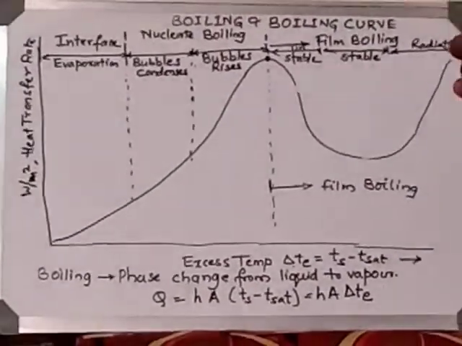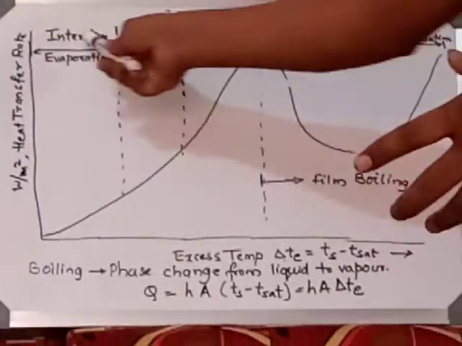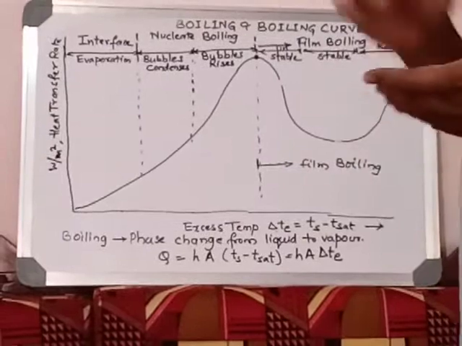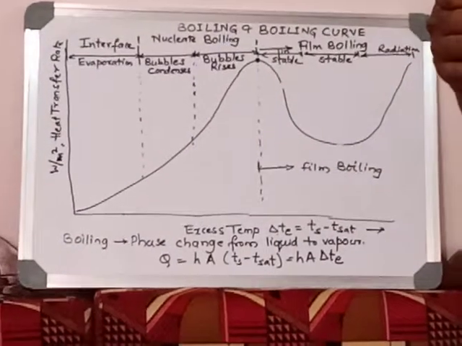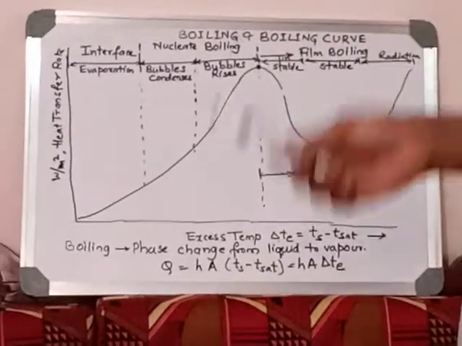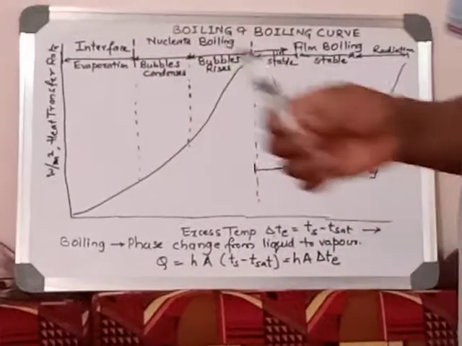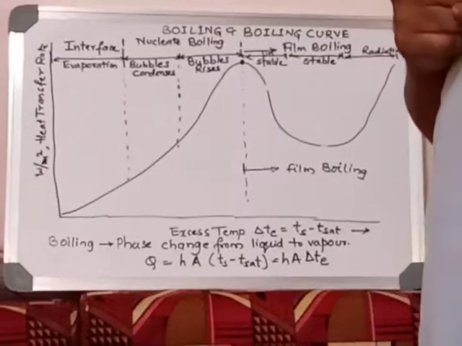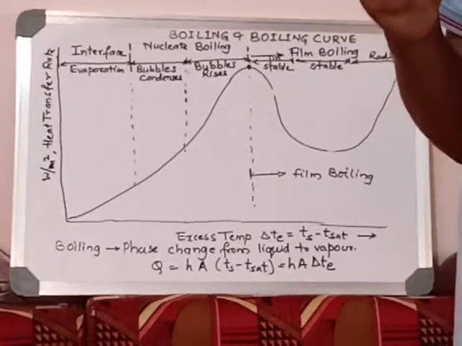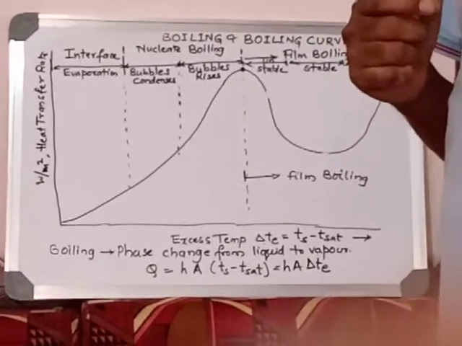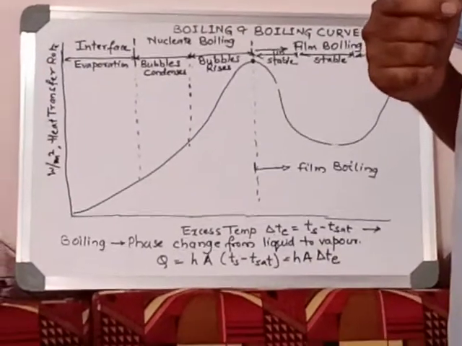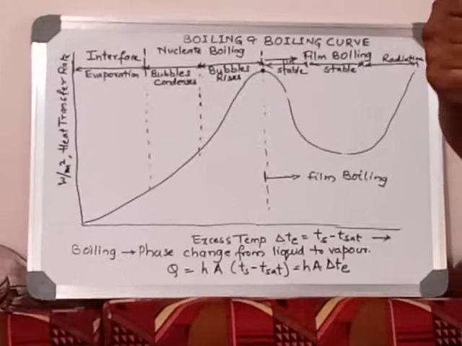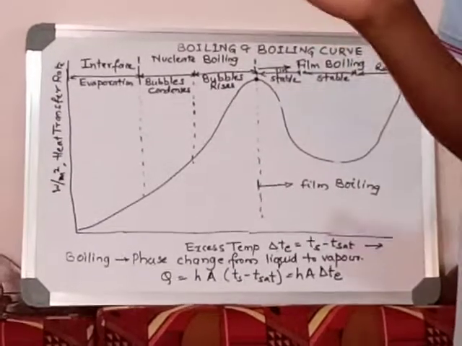So there are various phases. The major phases are interface evaporation, nucleate boiling and film boiling. So boiling appears in three stages. First of them is interface evaporation. For example, current is passing through the nichrome wire, and on that wire, due to surface tension, some bubbles are initially formed, and those bubbles will immediately condense or rupture.